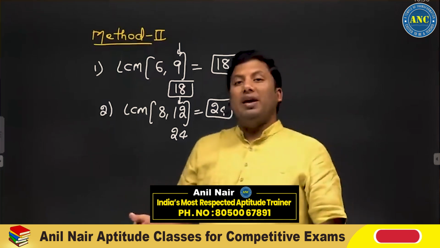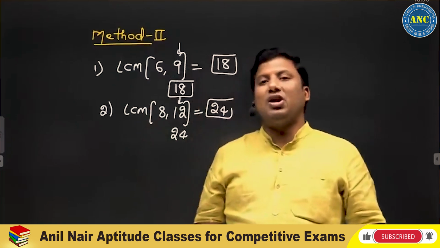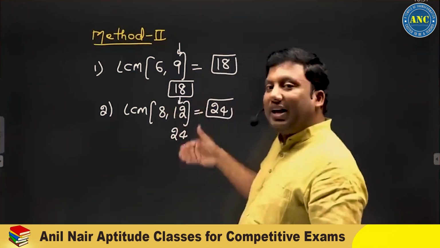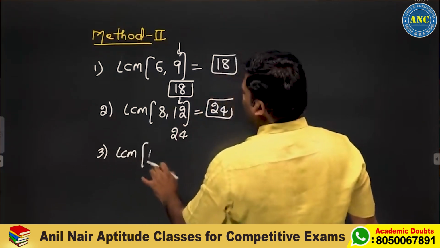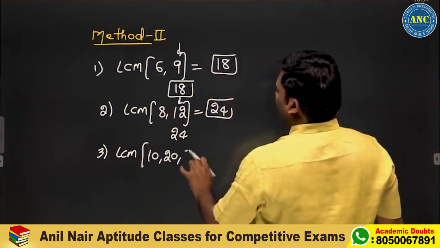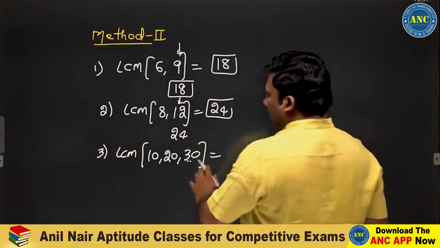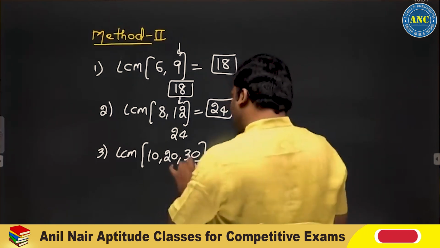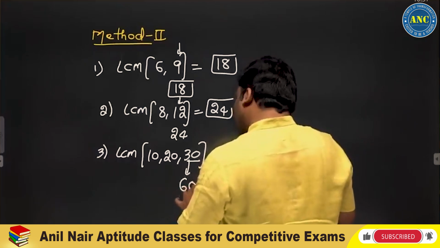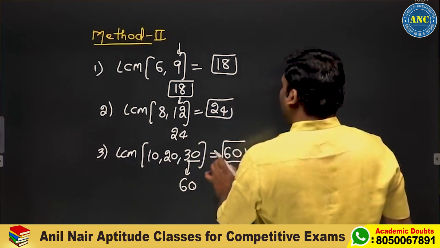So, step number 1, basic: the largest number is a multiple of every other number. If the largest number is not a multiple of every other number, take the multiple of the largest number. LCM of 10, 20, 30. Largest number 30. 10 threes are 30. 20 ones are 20, 20 twos are 40. Next multiple 60. Is 60 getting divided by 10? Yes. Is 60 getting divided by 20? Yes. Answer is 60.